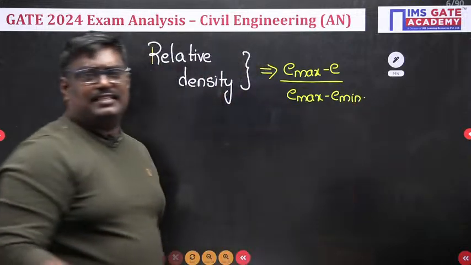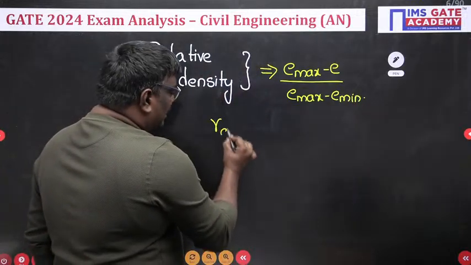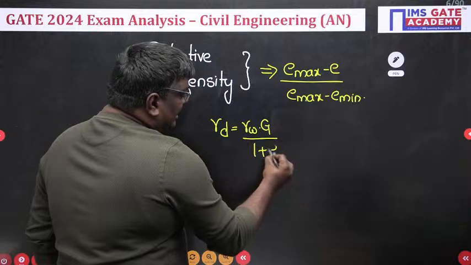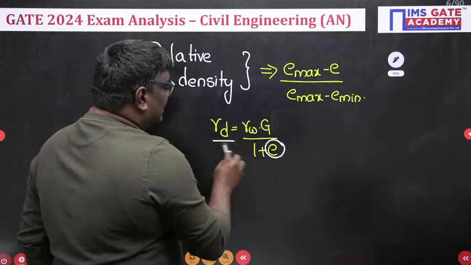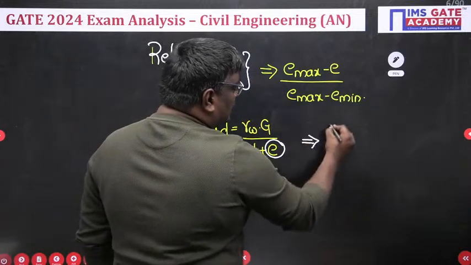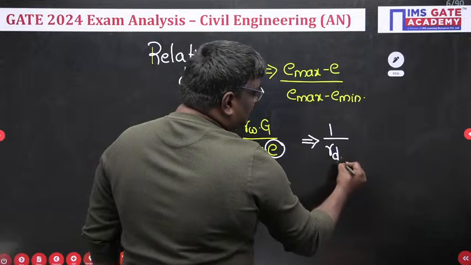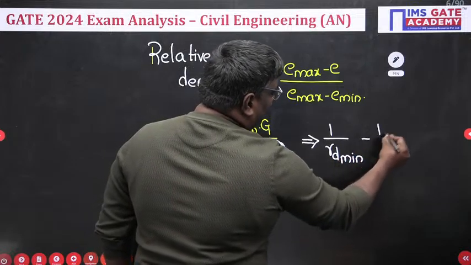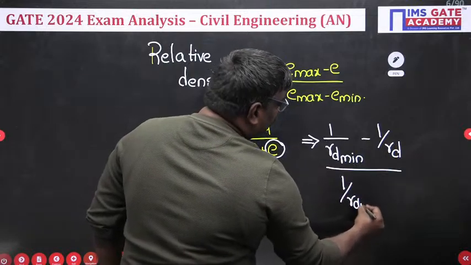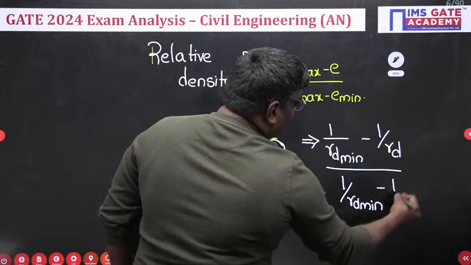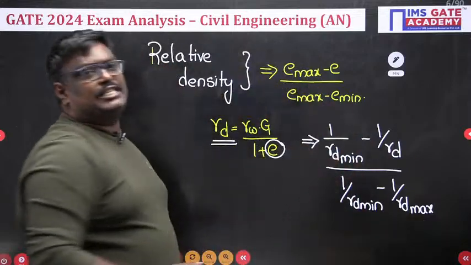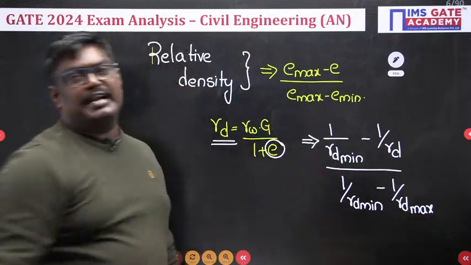When will the dry density be minimum? If you see the dry density formula, gamma D is equal to gamma W into G upon 1 plus E. So if the void ratio is maximum, gamma D will be minimum because both are inversely related. So the formula can be written as 1 upon gamma D minimum minus 1 upon gamma D max. If the void ratio is maximum, dry density will be minimum. If the void ratio is minimum, dry density will be maximum.